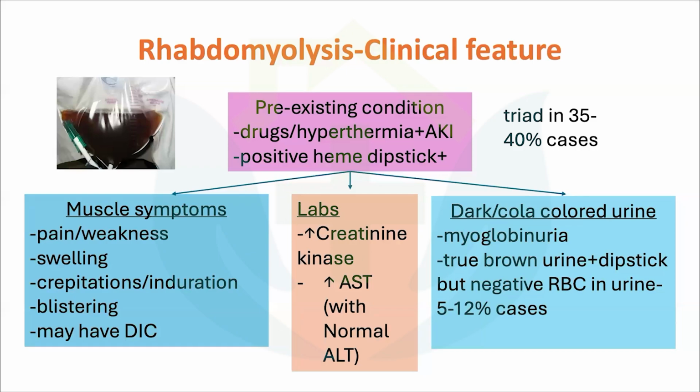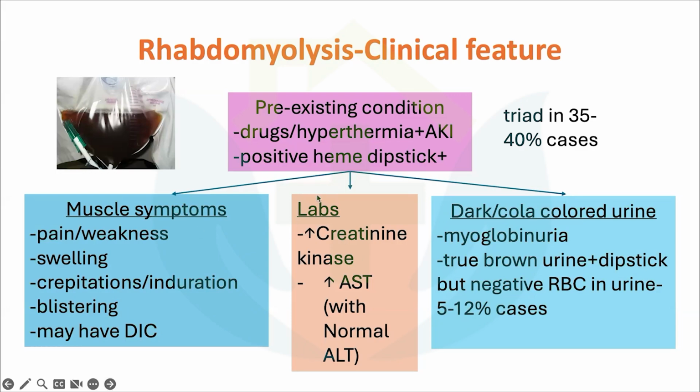which is present in around 12 to 20% of cases, and muscle weakness. Weakness of proximal muscles can indicate an underlying dermatomyositis or polymyositis condition. Then muscle crepitations: when you palpate the muscles, you feel some kind of crepitation, crackling, like an egg-crackle kind of feeling under the muscles. And there can be induration as well. In snake bite especially, we can see blistering.